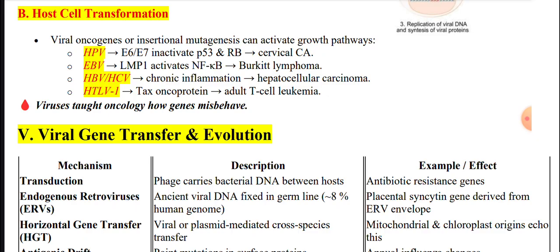TAX is a potent oncoprotein that directly interferes with cell cycle control and signaling pathways within the T cell, essentially forcing the infected T cells to proliferate uncontrollably. This leads to a specific type of cancer called adult T-cell leukemia lymphoma. In every case, studying the virus revealed critical control points within the cell. Viruses were like molecular probes that showed us the switches for life, death, and uncontrolled growth.